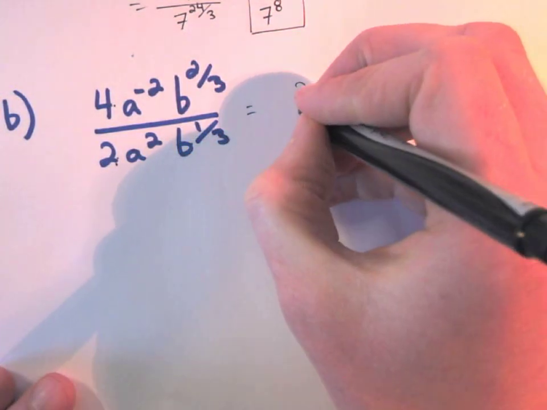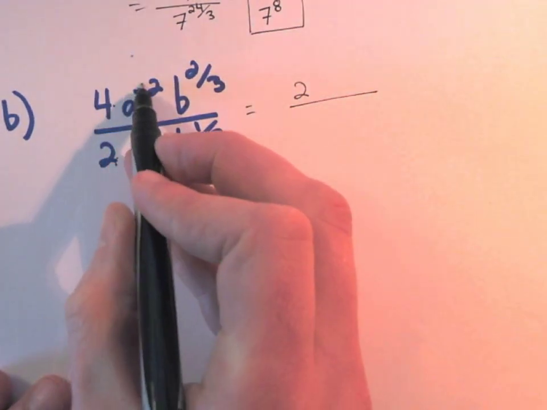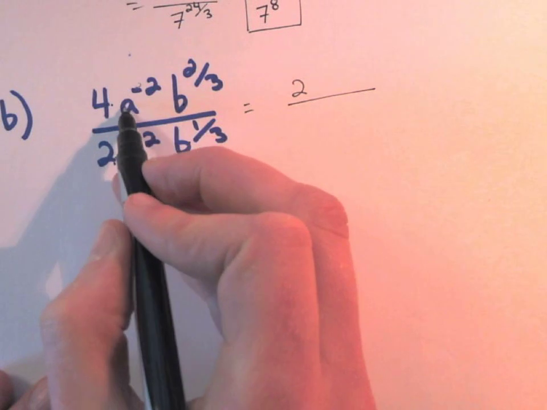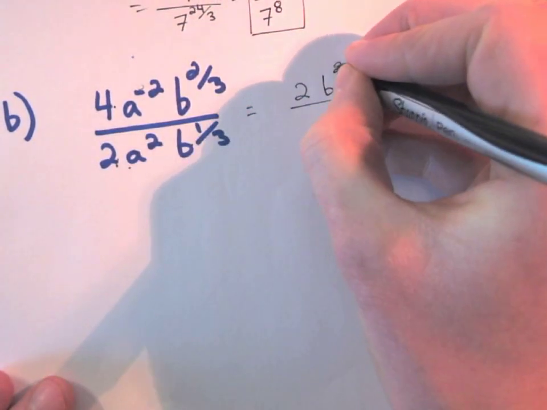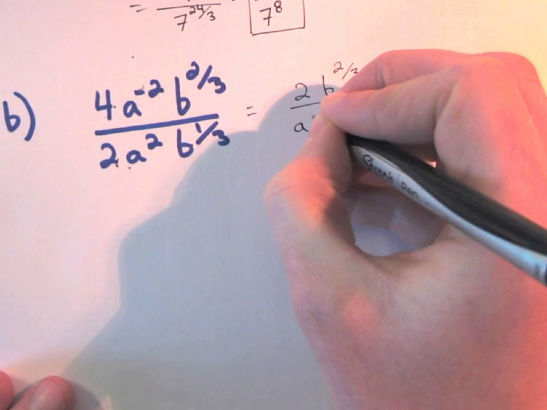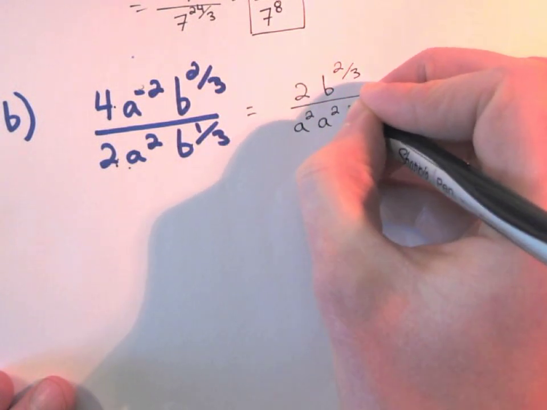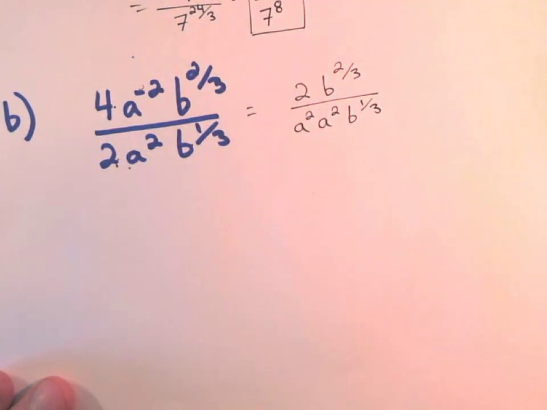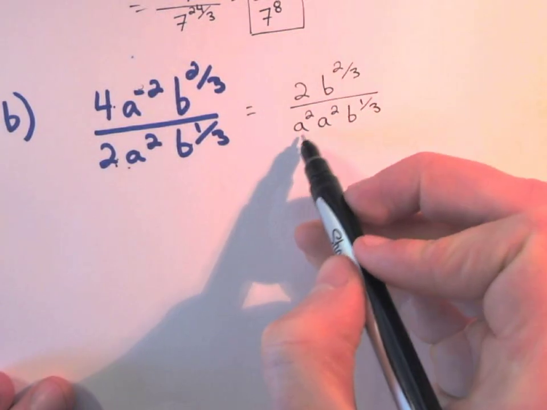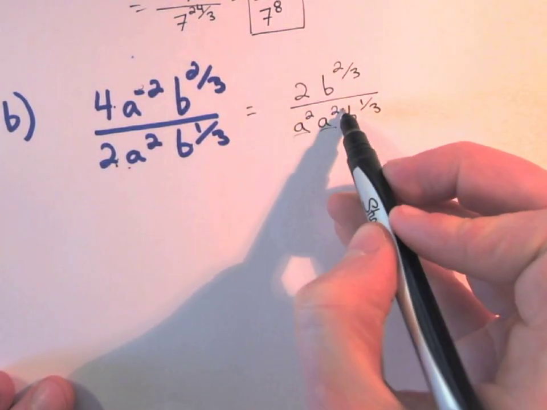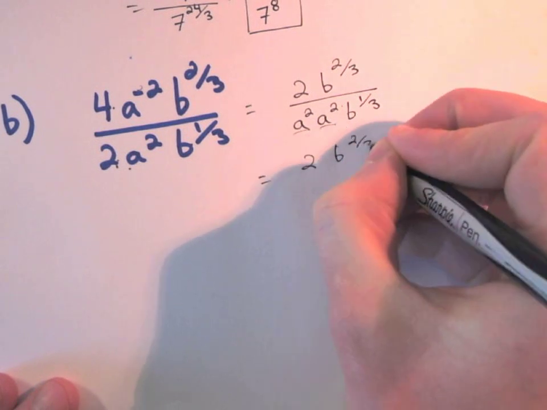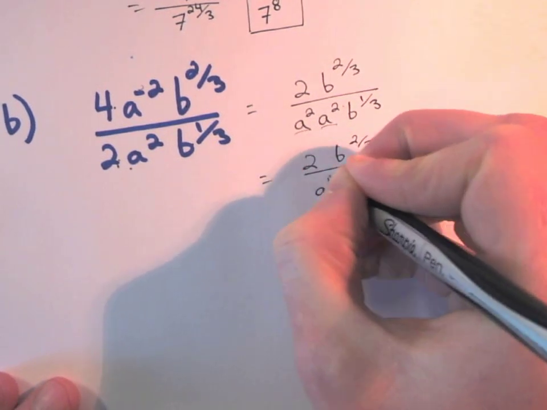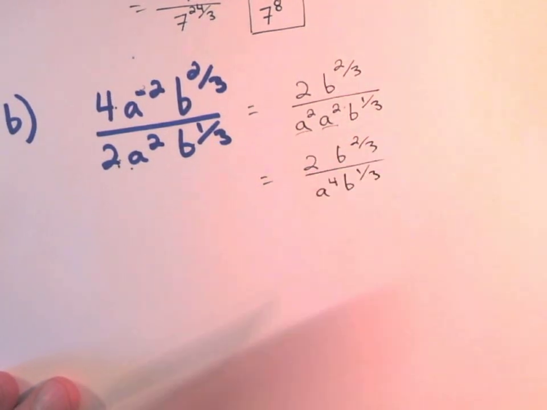So now I look, and I have a negative sign here, so I want to bring this one to the bottom and switch it positive. So let's do that. There we go. We know with exponent laws, since these bases are the same, we can add those two exponents. So now we can write 2 and b to the 2 over 3 over a to the fourth and b to the 1/3.